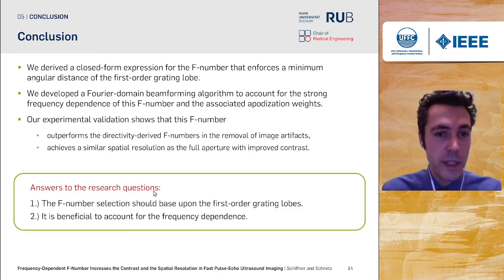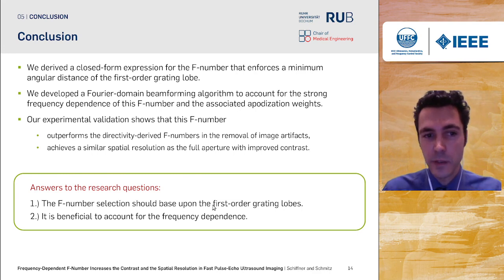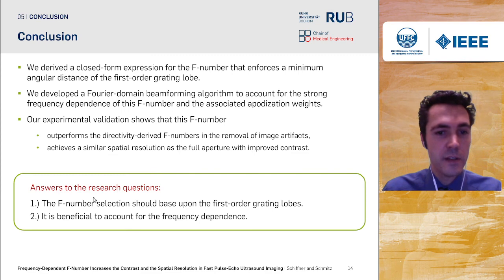The answers to the research questions are as follows. The f-number selection should be based upon the first-order grating lobes, and it is beneficial to account for the frequency dependence.